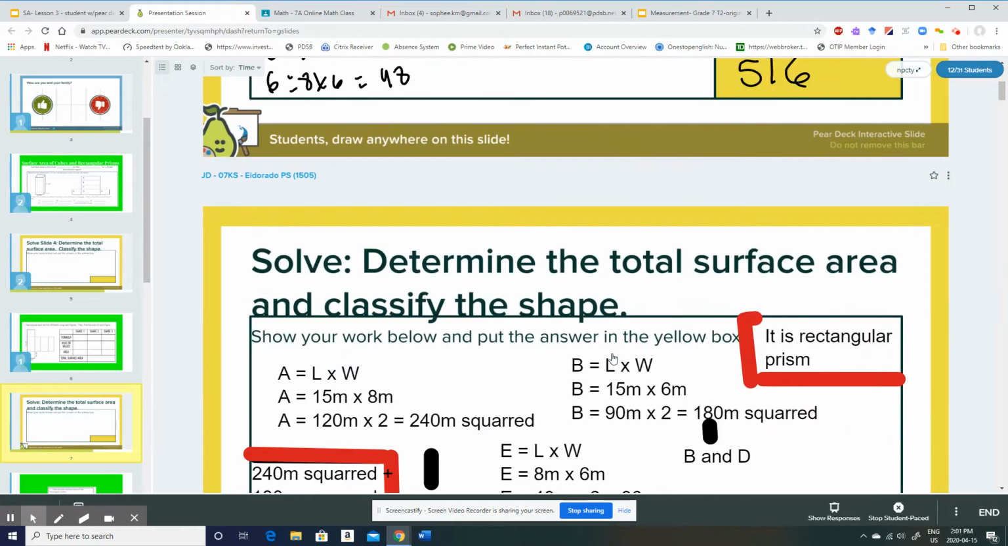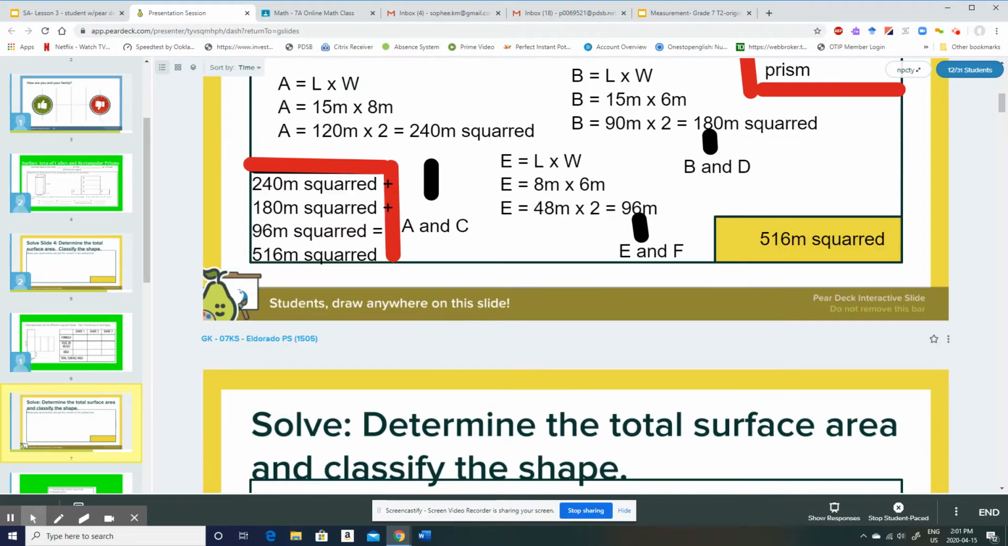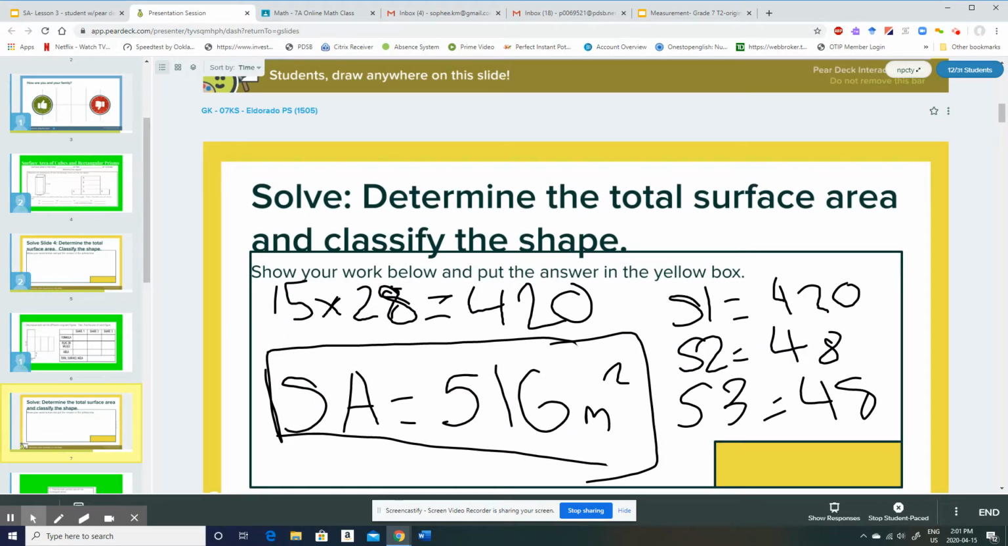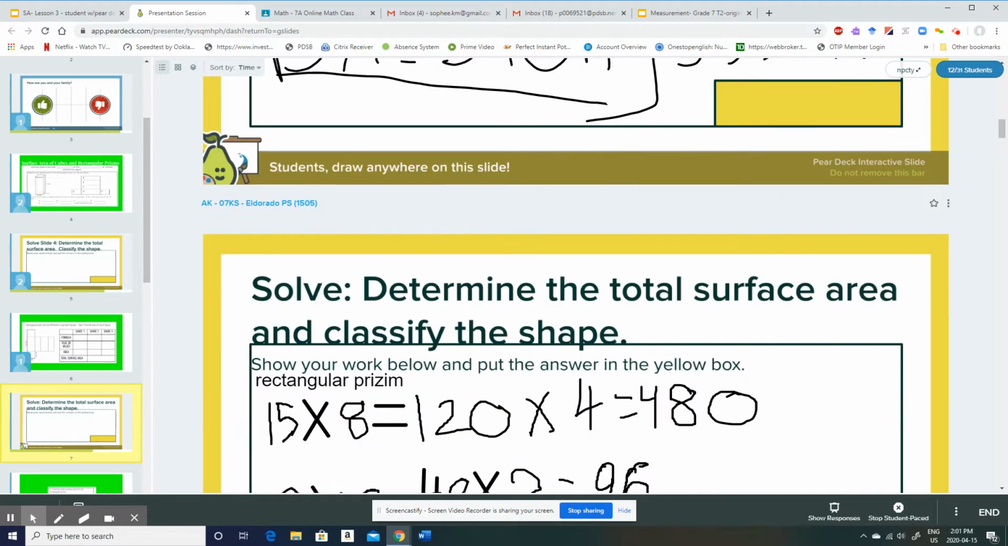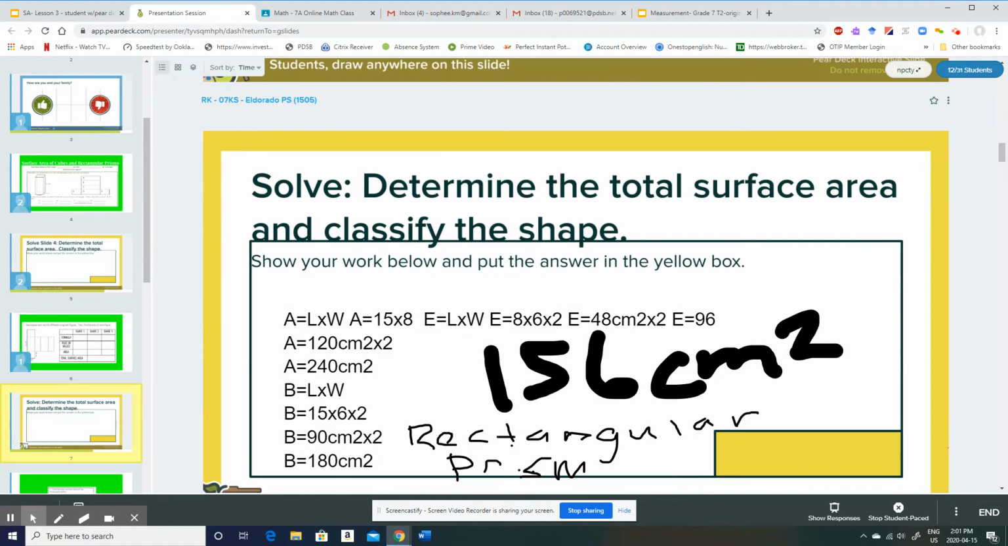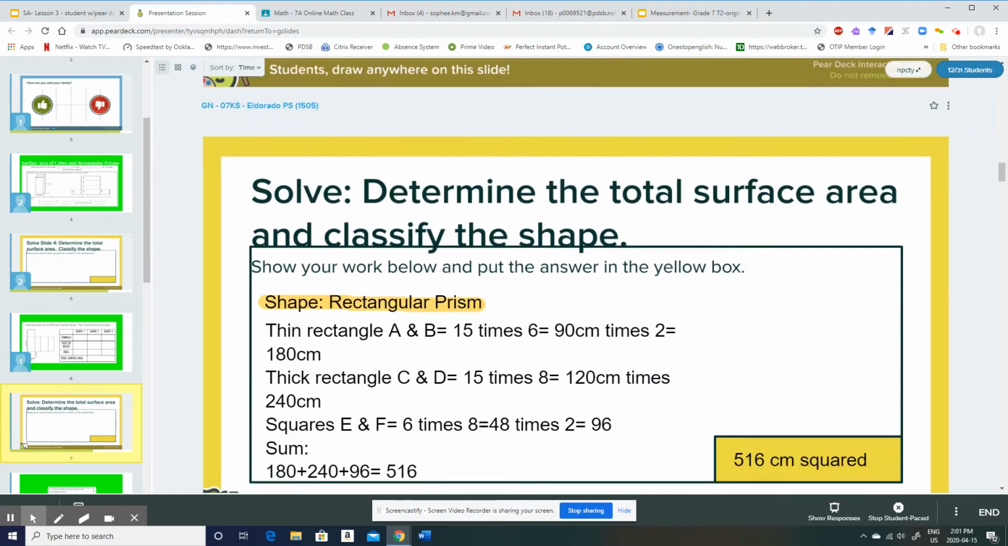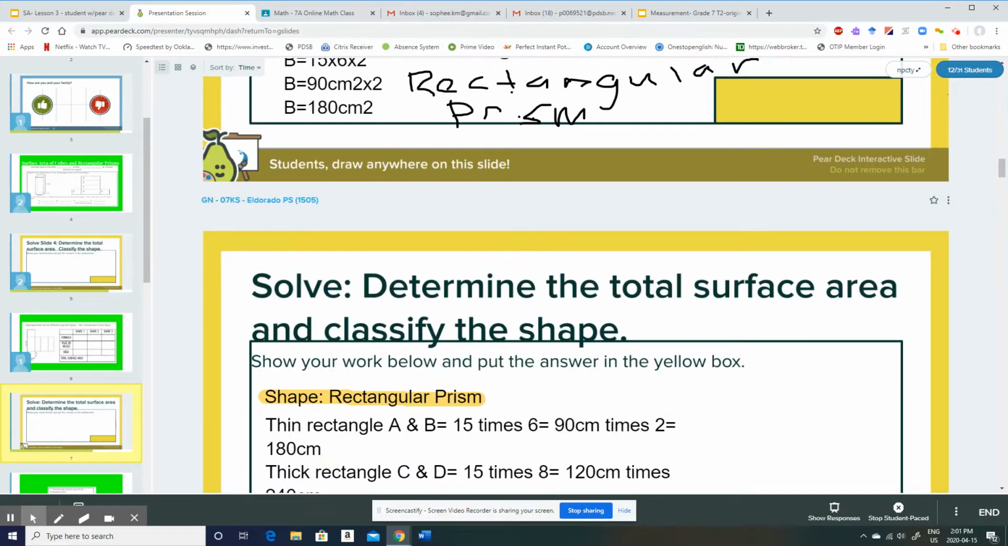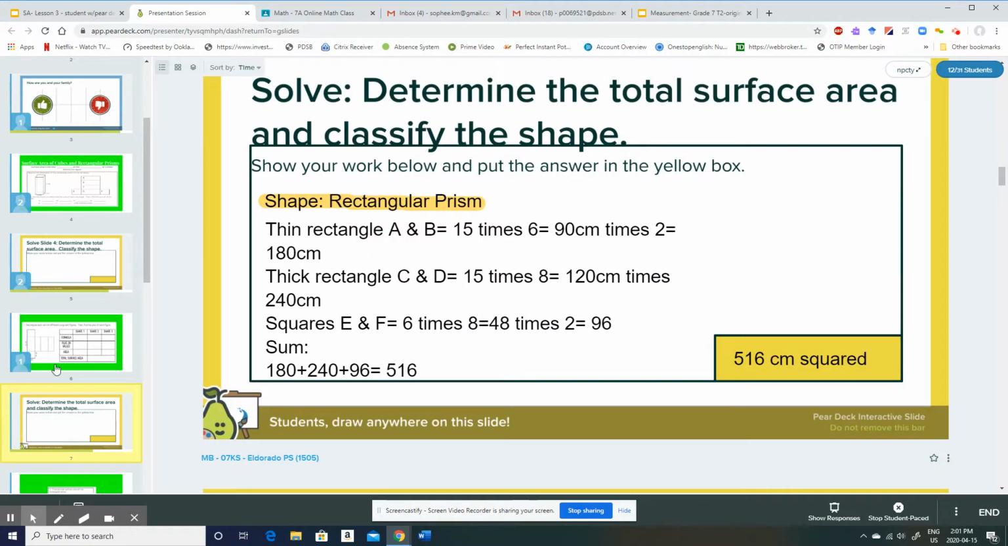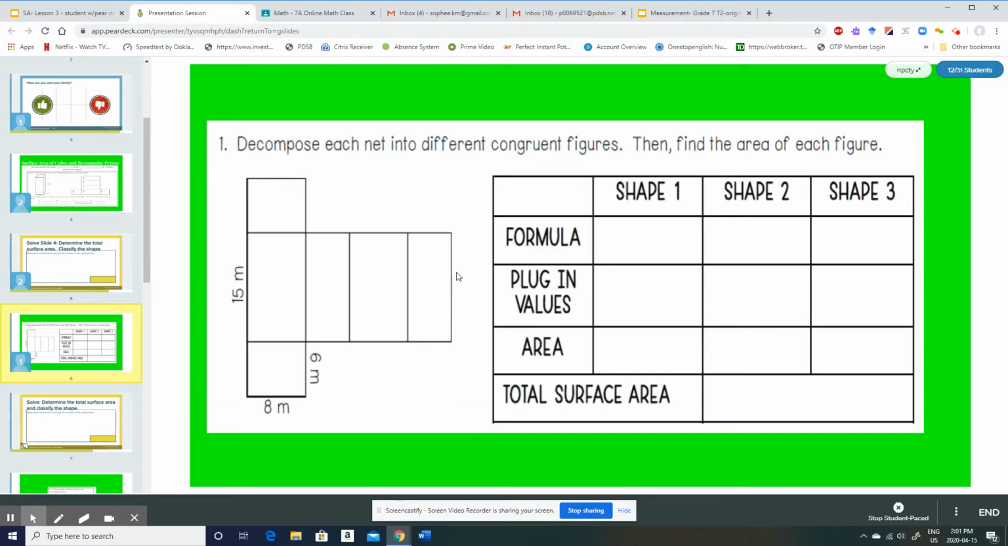A lot of you did get the correct answer, and you are very thorough in your work. Thank you very much, grade 7s. I appreciate that. And a lot of you did tell me there was a rectangular prism. Awesome. Okay.